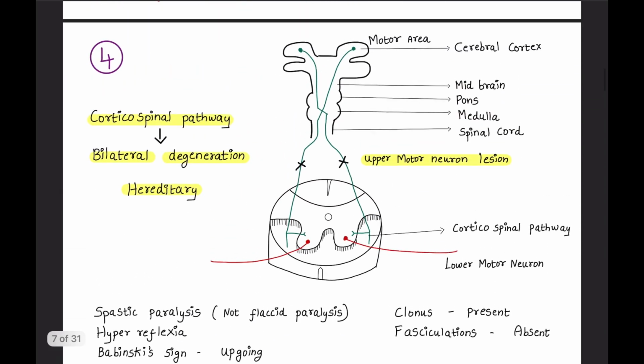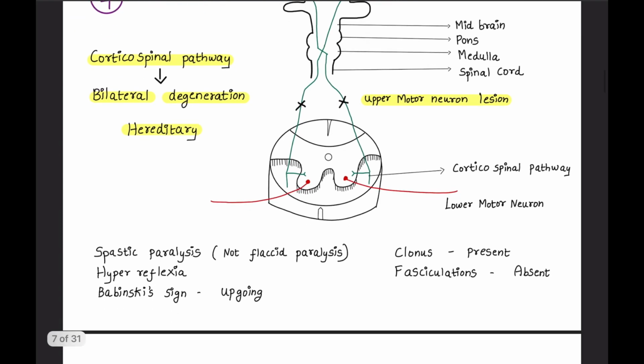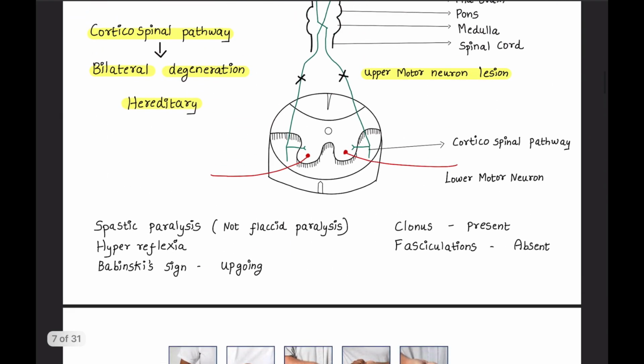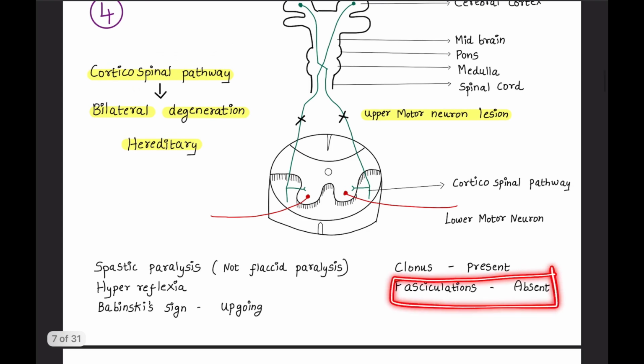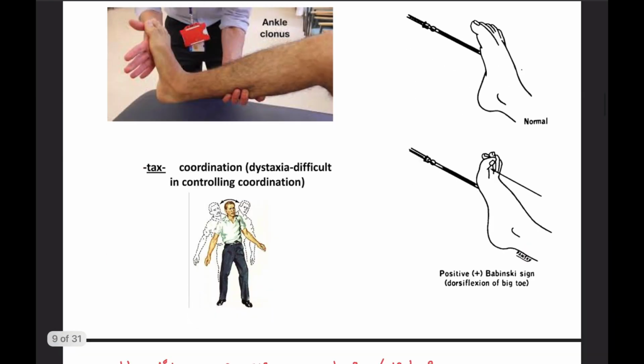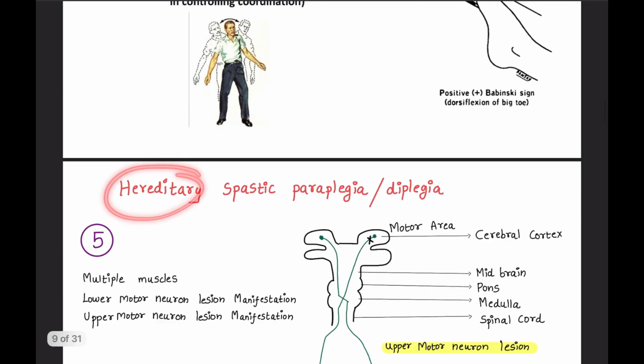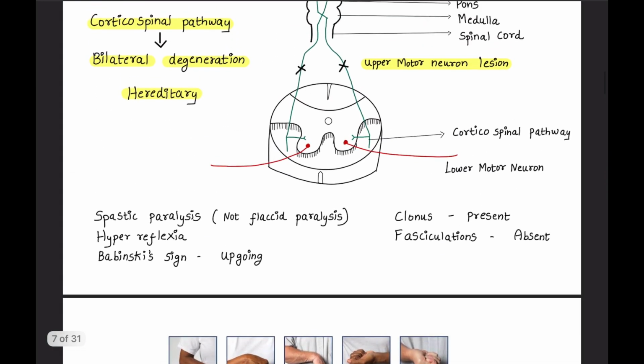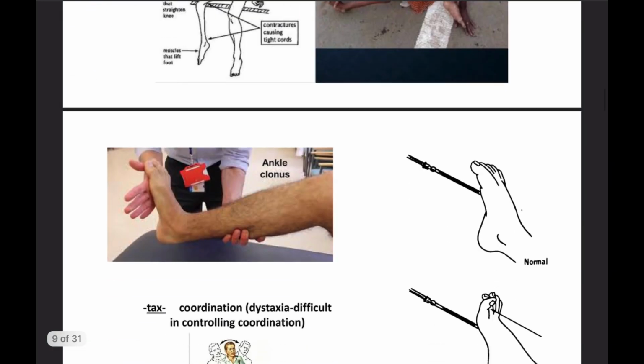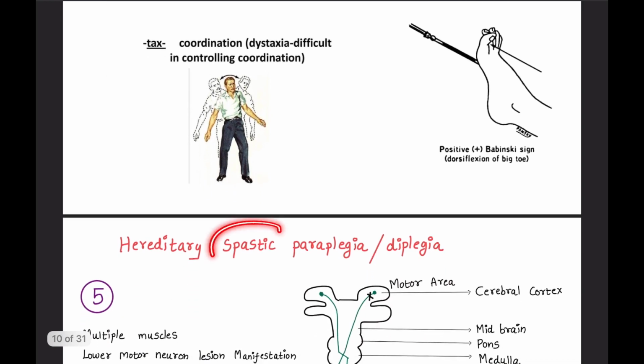You can see this condition in upper motor neuron lesion. Fasciculations are absent in this condition. This condition is known as hereditary spastic paraplegia or diplegia. Why hereditary? Because the patient has a family history. And spastic, because the upper motor neurons are affected by the lesion, so there will be spastic paralysis, paraplegia or diplegia.